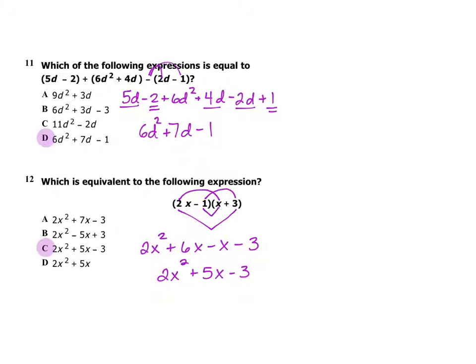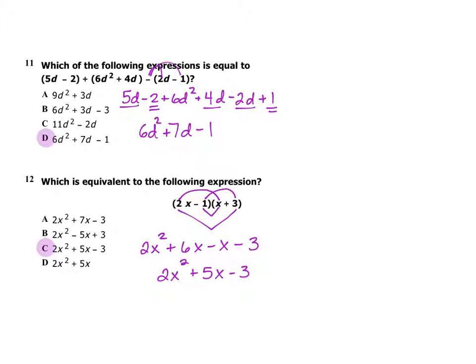Adding and subtracting polynomials. So we have to add the first two sets of parentheses, and then it's minus 2d minus a minus 1, which is plus 1, and then it's just combining like terms. The linear terms, the first degree terms, all are underlined once. 5d plus 4d is 9d minus 2d would be 7d in the middle. 6d squared has no like term. Negative 2 plus 1 comes out to negative 1. D is the correct answer.